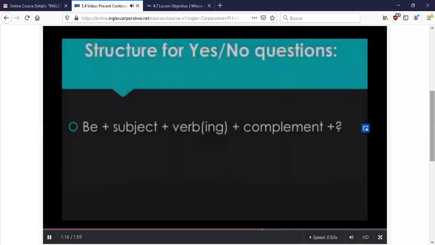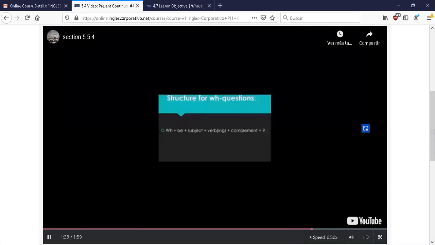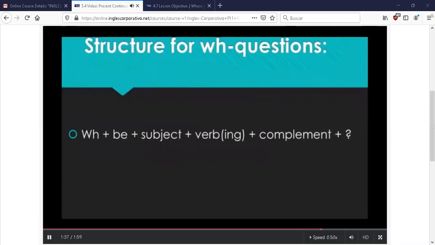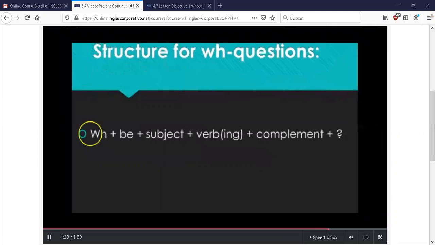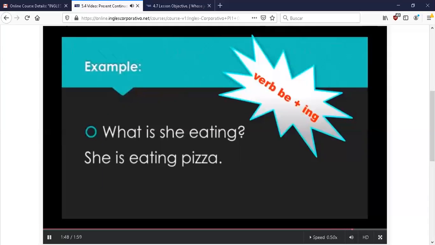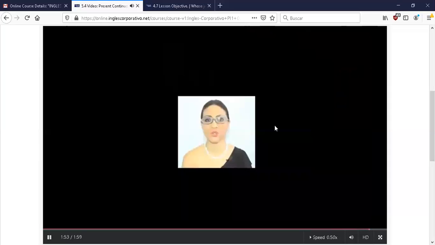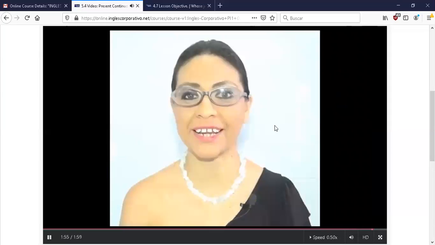This is how we ask yes-no questions in present continuous. Be plus subject plus verb, ing plus complement plus question mark. Read the example with me. Is she eating? Yes, she is. No, she's not. And to ask WH questions, we add the question word where needed at the very beginning of it. Let's work it out. What is she eating? She's eating pizza. Note and never forget that we need the verb be plus ing for affirmative, negative, or questions when using the present continuous. So what are you doing right now? Type your answers in a discussion box.